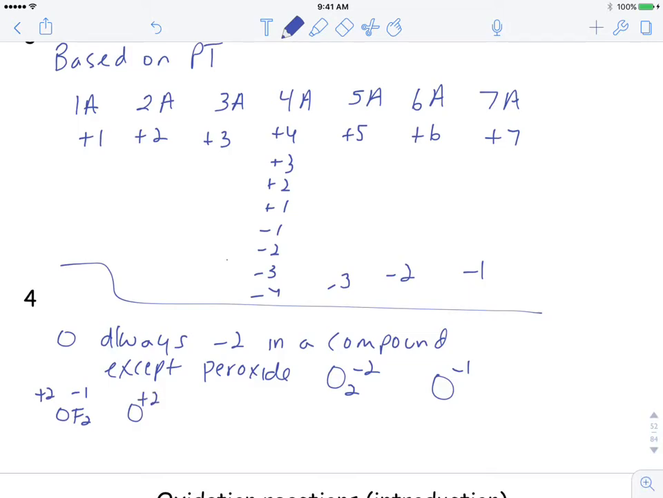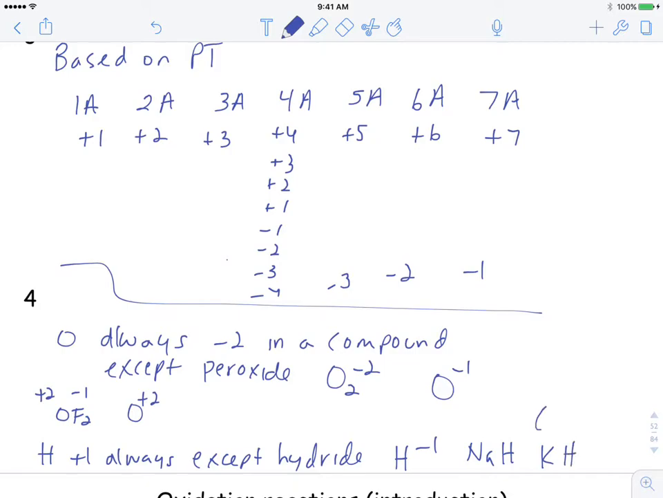And the other exception is when you have hydrogen. Hydrogen is always +1, except in something called a hydride. And with a hydride, you have H-1. And this is for a metal hydride, so NaH, KH, CaH2. You didn't need the parentheses, but I did it anyway.